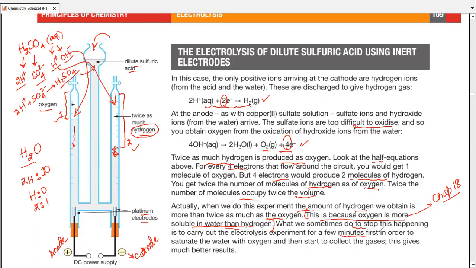experiment for the first few minutes in order to saturate the water, or fill the water with oxygen. Then we start collecting the gases. This gives much better results, and this definitely gives the 1:2 ratio in a better way. Well, this is just a piece of information for when you are actually going to carry out the experiment.